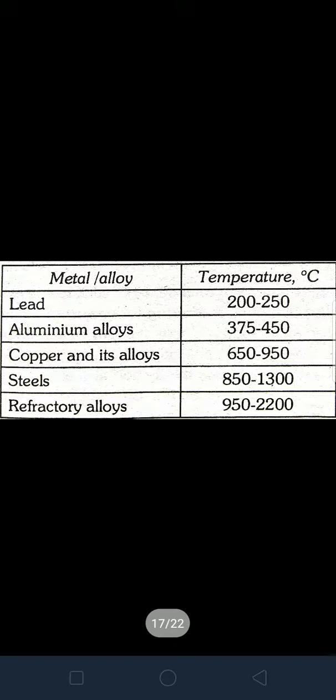Then you look at the figure, with metal and alloy and temperature required in degrees centigrade. For lead, 200 to 250 degrees centigrade. Aluminum alloys, 375 to 450 degrees centigrade. Copper and its alloys, 650 to 950 degrees centigrade. Steels, 850 to 1300 degrees centigrade.